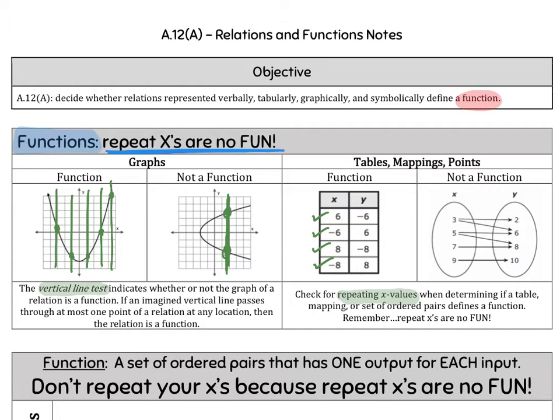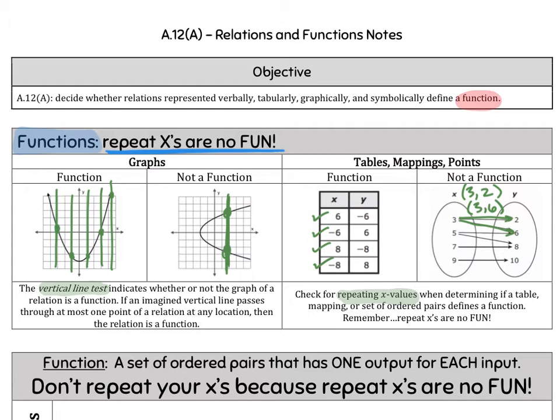In the second one, mappings are just like collections or pictures of coordinates. If you look at that very first thing, we have 3 going to 2, and then 3 going to 6. That's not a function because it's like the coordinates (3, 2) and (3, 6). You see that x is repeated? Not a function. Still a relation, but not a function.